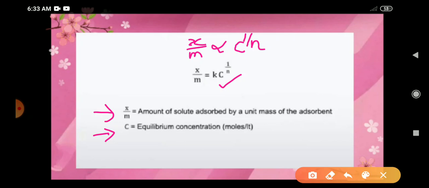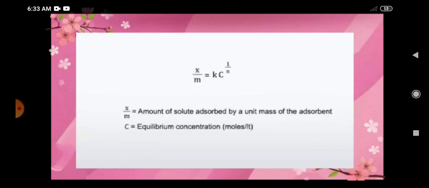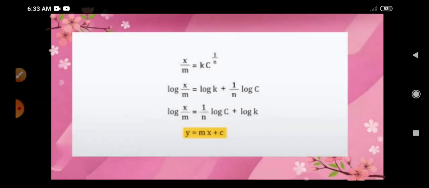This formula is nearly similar to what we learned in the case of gases, but in the place of C it is P there, that is pressure. So that is the difference. It is easy to learn both formulas. The only thing is that you need to use C instead of P. Now how to find the values of n and k? As we did earlier, we need to take logarithm. So take log on both sides.